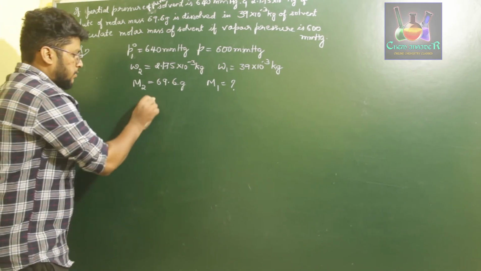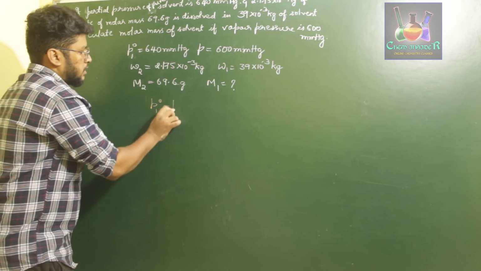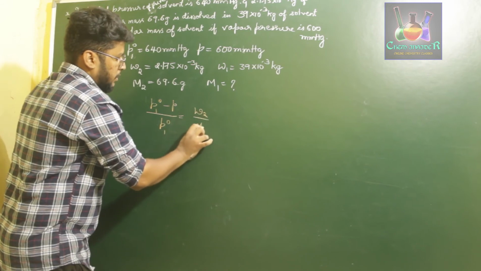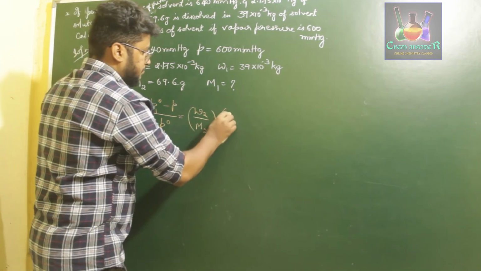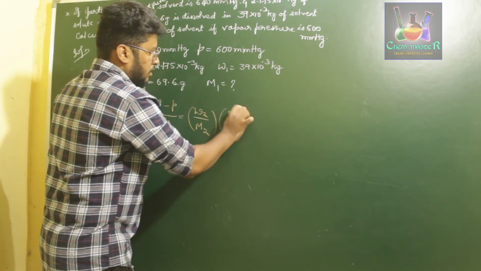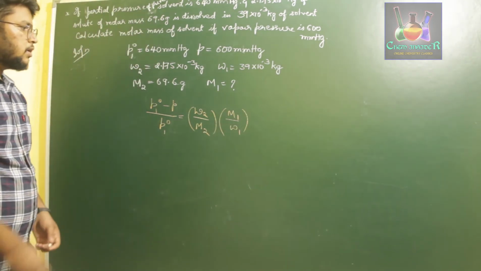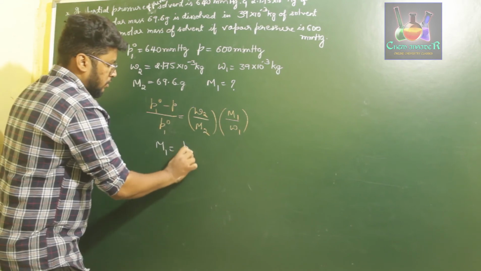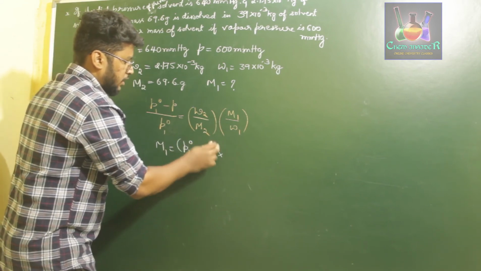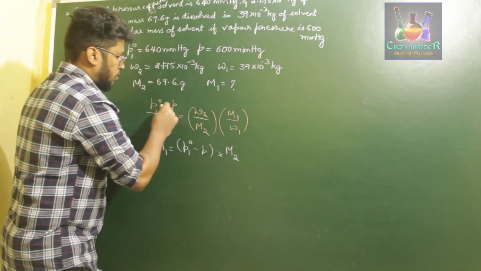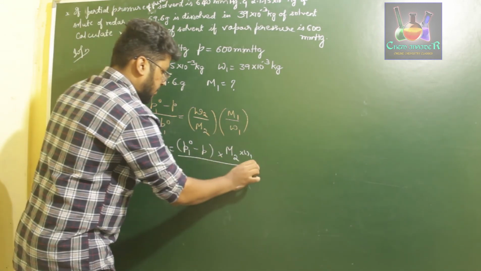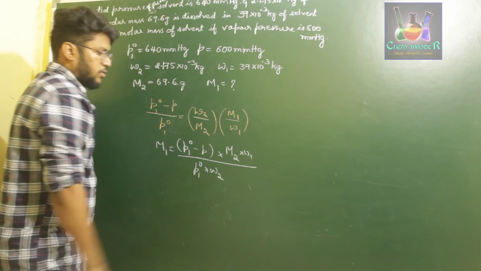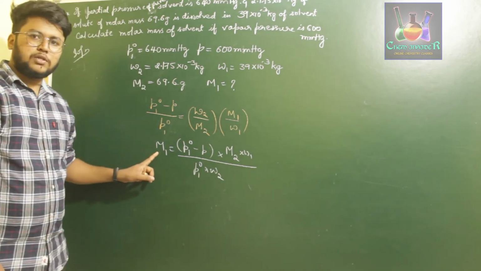Now let us write down the formula: P1 naught minus P divided by P1 naught is equal to W2 by M2 into M1 by W1. Now we have to calculate M1, so we keep it on one side. M1 will be equal to P1 naught minus P into M2 into W1 in the numerator, divided by P1 naught into W2. This is the formula to calculate molar mass of solvent.